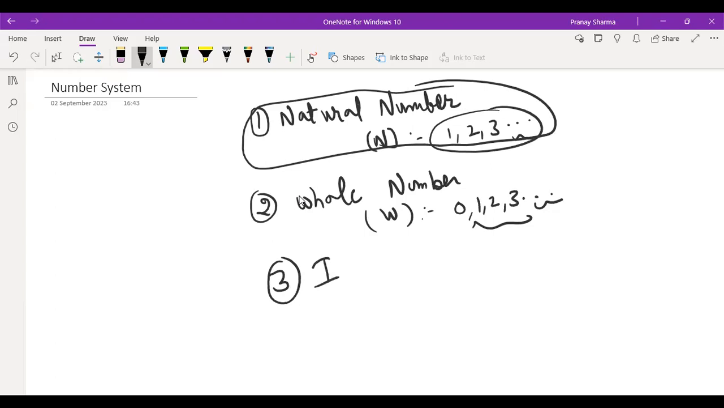integers. See, capital W is the denotation of whole number. Capital N is the denotation for natural number. Integers, they are denoted by I. So let us consider one example.